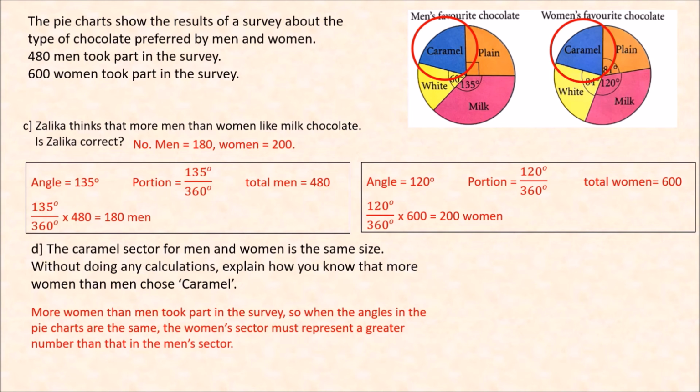So in here, more women chose caramel because more women participated. So if you get, for example, 10% of 600, that will be bigger than 10% of 480. So in the same analogy, you will see that even if they have the same sector size, if there are more women, then you will get more women choosing caramel.